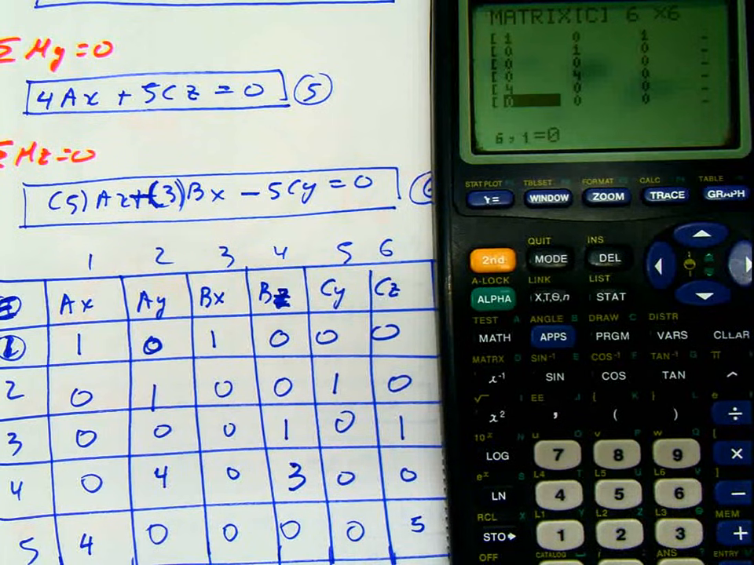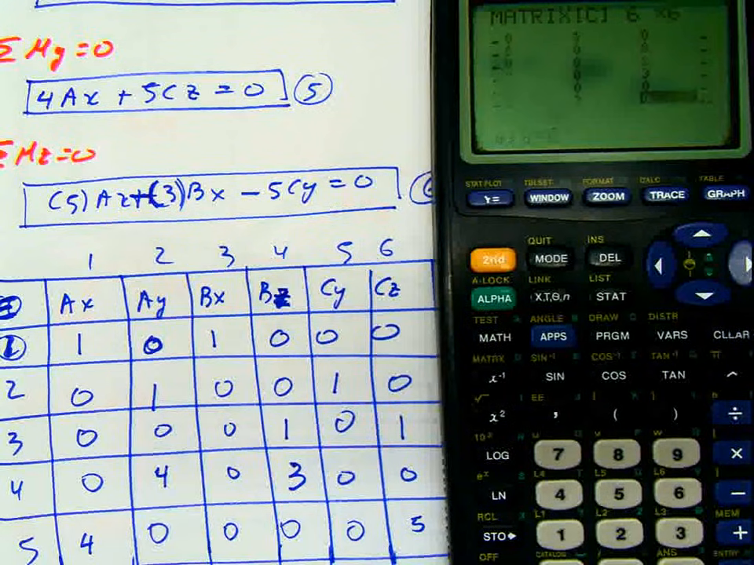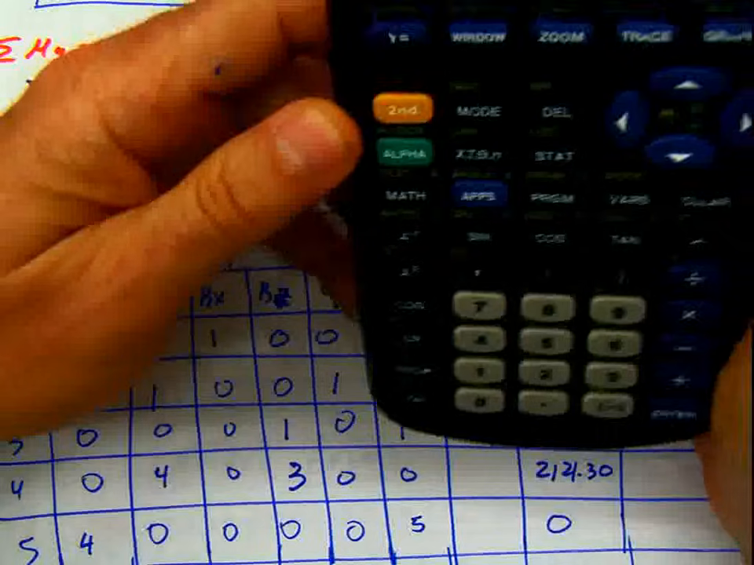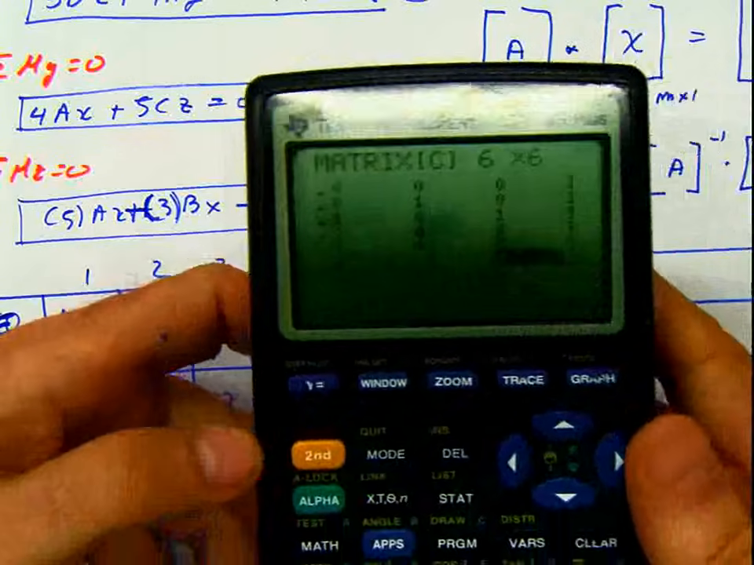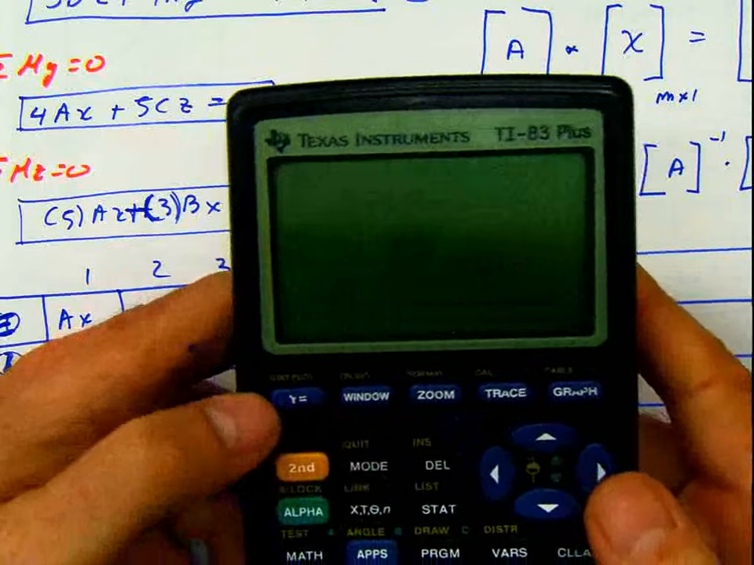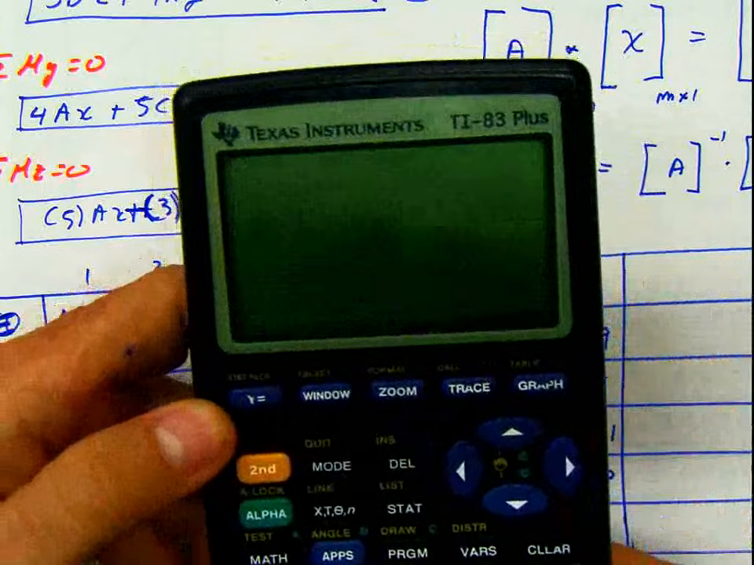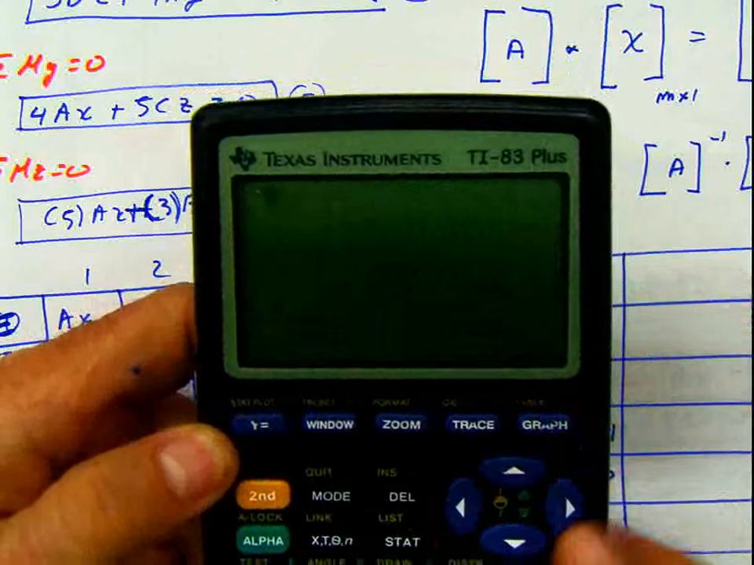And the sixth one is going to be 5, 0, 3, 0, -5, and 0. There you go. For leaving these, you have to quit. You say second, quit. Now if you want to see, you hit enter, and you just left that part, right?